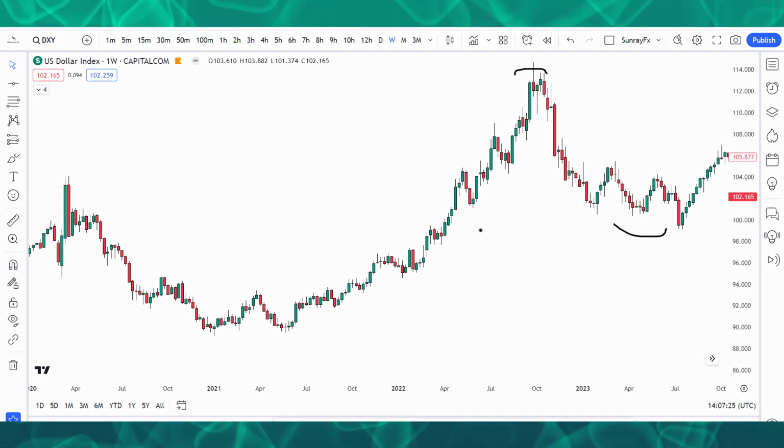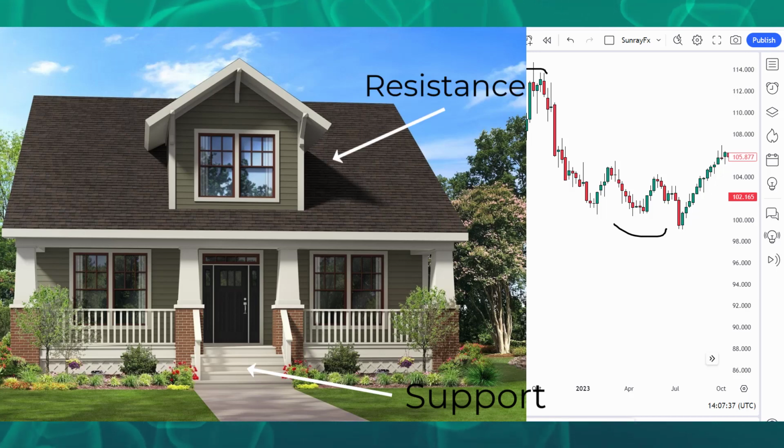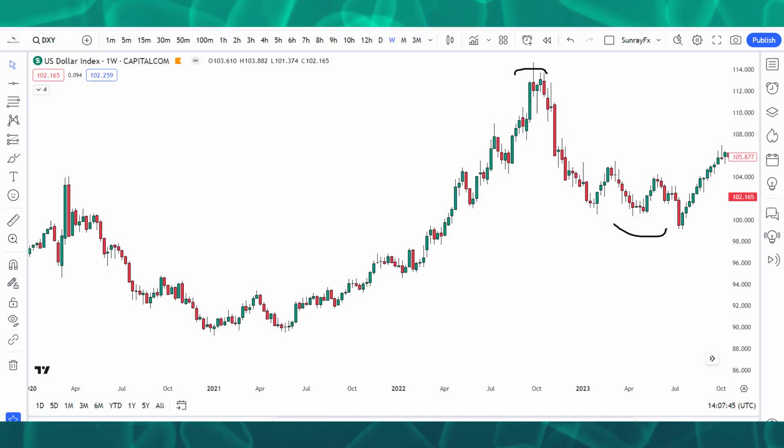I call it main resistance and support because that is not the only support and resistance. So let me go deeper into the support and resistance concept. In a building, like a bungalow, we have a support and resistance, and that is all. But the market is not a bungalow. The market is like a skyscraper. So what do I mean by skyscraper?